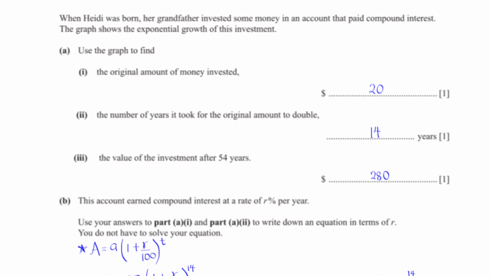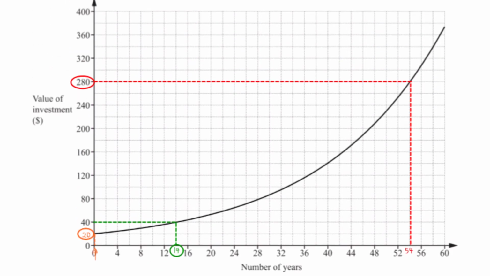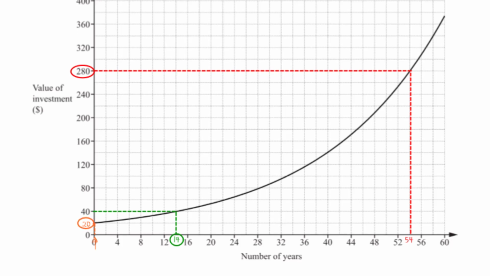When Heidi was born, her grandfather invested some money in an account that paid compound interest. The graph shows the exponential growth of this investment. Use the graph to find the original amount invested. The original amount of money invested will be the value of the investment when the number of years is equal to 0. And from the graph, this value is $20.